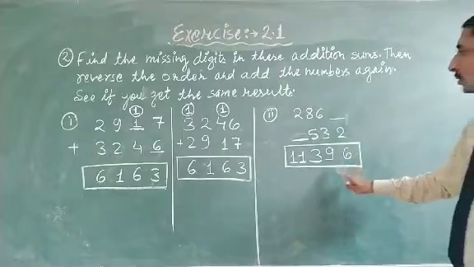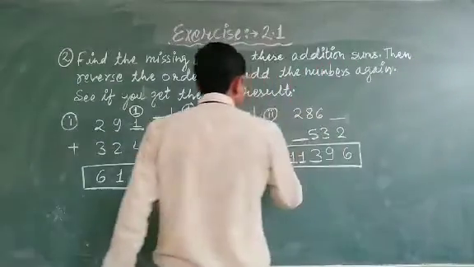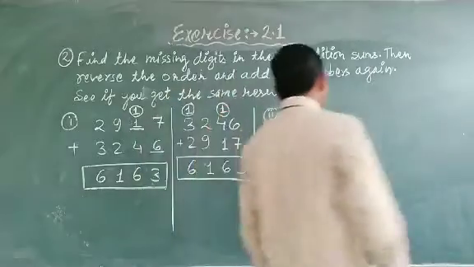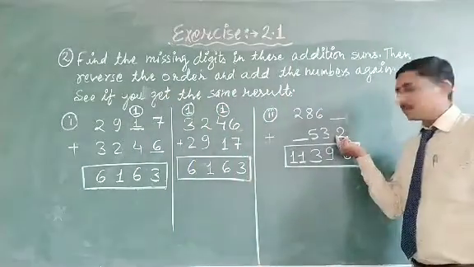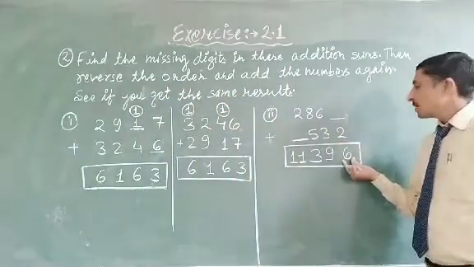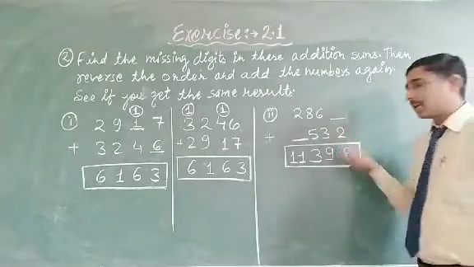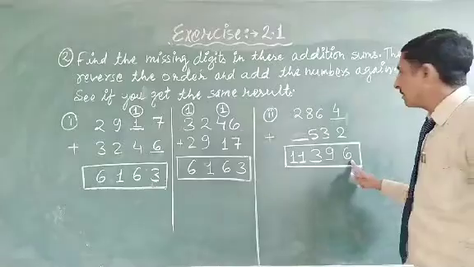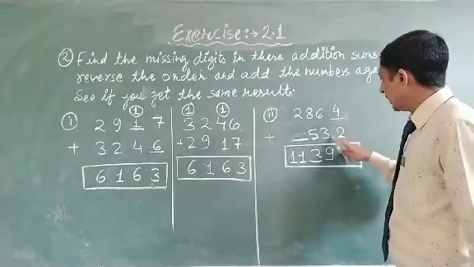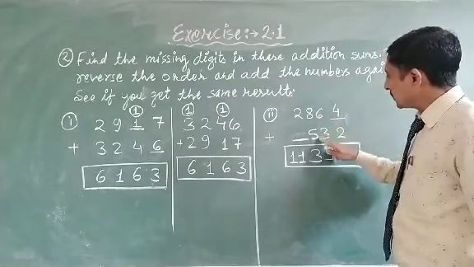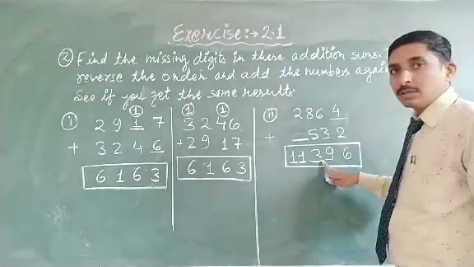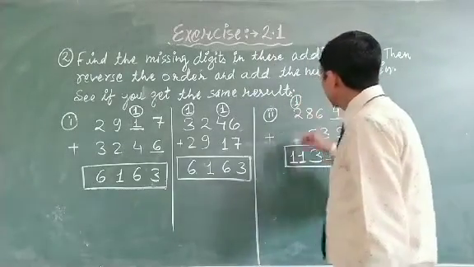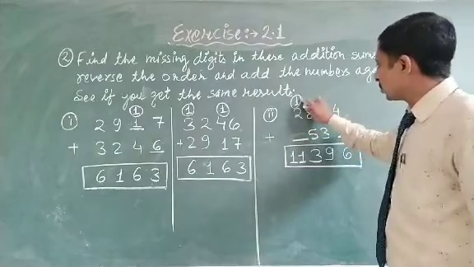Now question number 2. In question number 2 also, 2 digits are missing here. First of all, you see 2 is here and our answer is 6. So how much is added to 2 to get 6? That is 4, since 4 plus 2 equals 6. Now 6 plus 3 equals 9. 8 plus 5 equals 13, that's why 1 is carried here. Then 2 plus 1 equals 3.